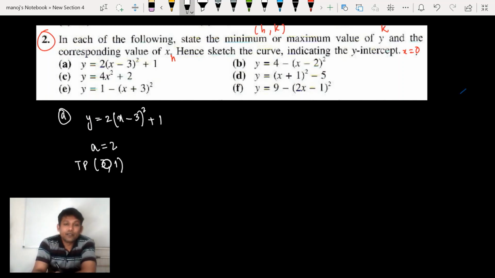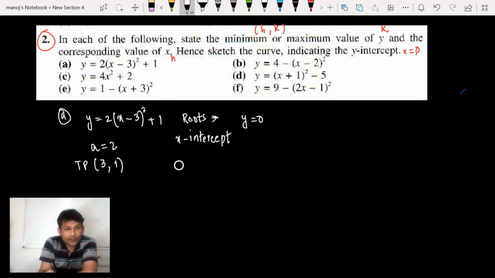What else do we need? I have discussed we need roots. Roots means the value on the x-axis, that is also called the x-intercept. So x-intercept means the y will always be 0. And please remember the meaning of roots: y is 0, value on the x-axis. Okay, we are finding with y is 0. I will substitute y is 0 here.